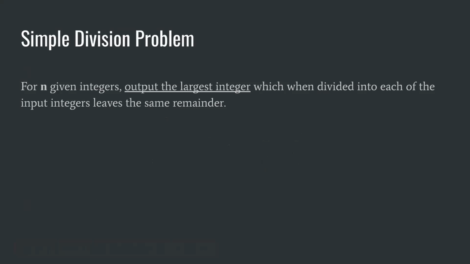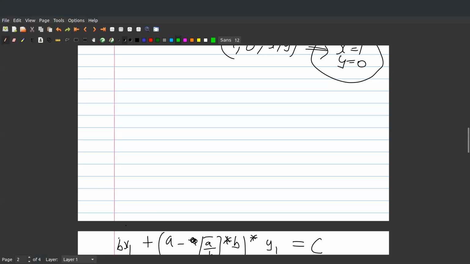So this is a problem for you guys. You are given n integers, and you have to output the largest integer such that the n integers a1 to an are congruent, a1 corresponds to a2, corresponds to a3, up to an, with respect to mod of d, a certain number. So you have to find the largest d.